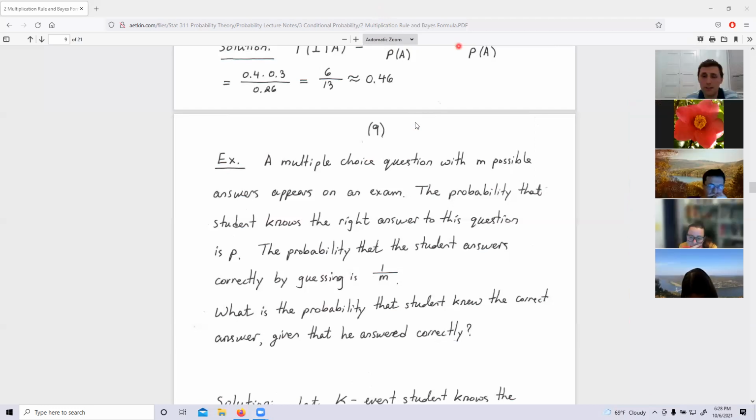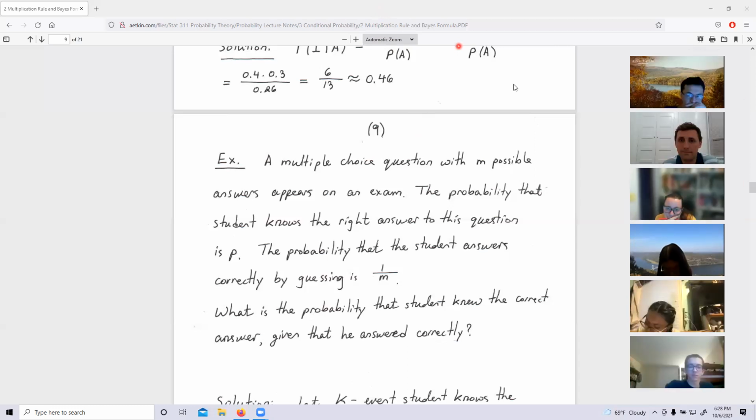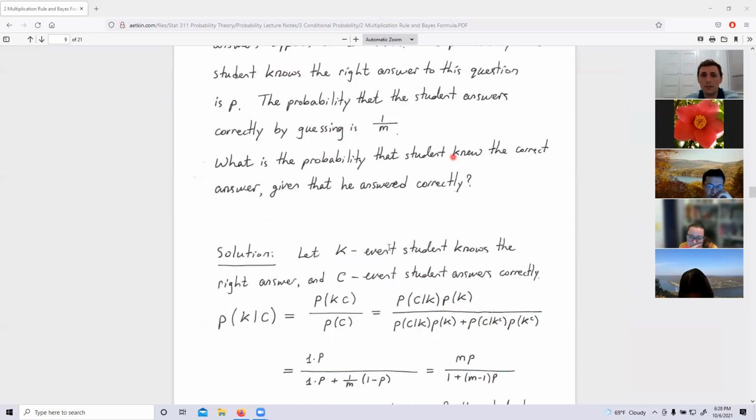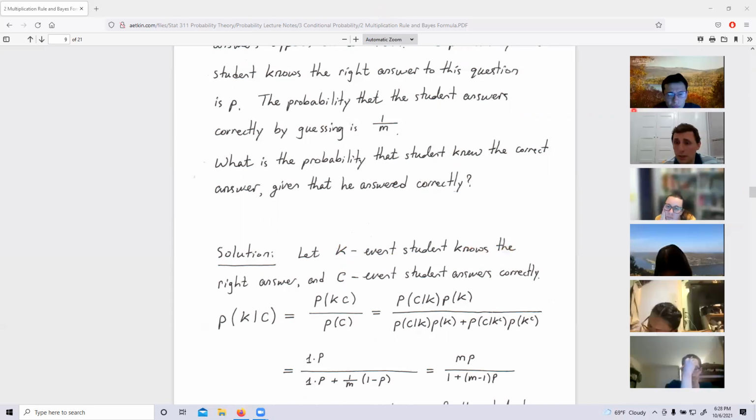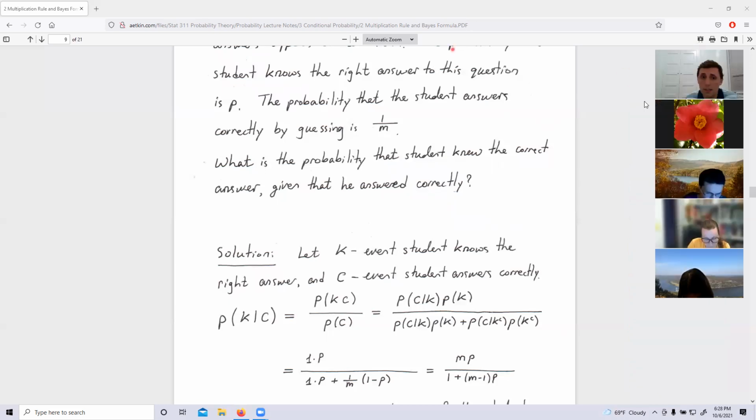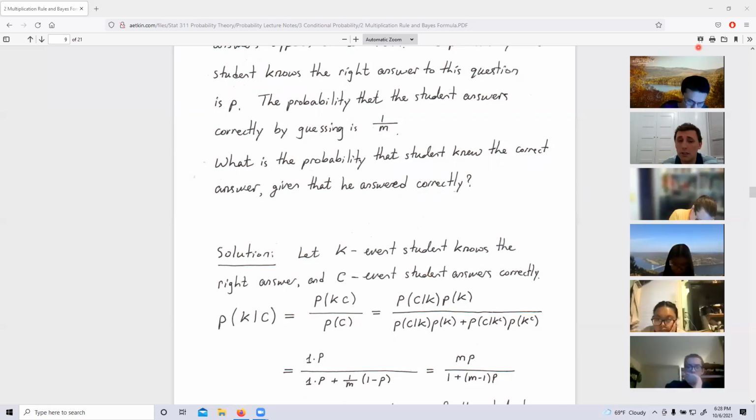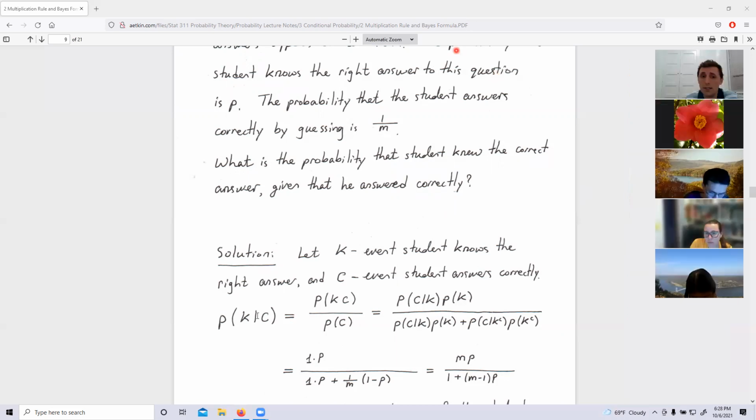All right, let's do it together, guys. So an important skill is just labeling correctly what we want to examine. So K is the event the student knows the right answer. What's the probability of K? We know it's P, whatever that P is estimated from statistics. And C is the event the student answers this question correctly. And what we want to know is the probability that the person knows, given that the answer is correct.